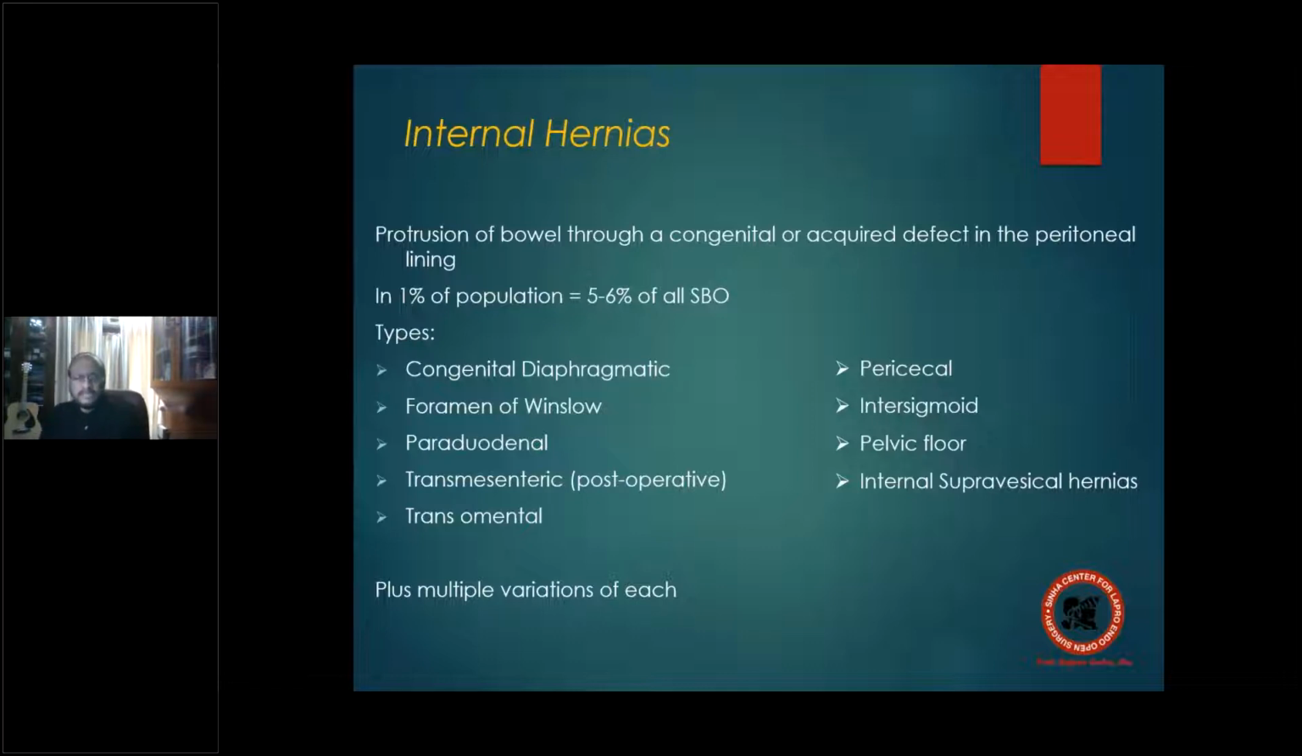The types could be many, just an enumeration of the various types starting from the diaphragm downwards. You can have the diaphragmatic, slightly lower down you go to the foramen of Winslow, then you come to the duodenum and the fossae around the duodenum, then you come to the mesentery, mostly post-operative. You can have it through the omentum, in the pericecal region, go to the left lower down, the sigmoid, further lower down the pelvic floor, and of course further lower down the internal supravesical hernias, plus multiple variations of each one of them.